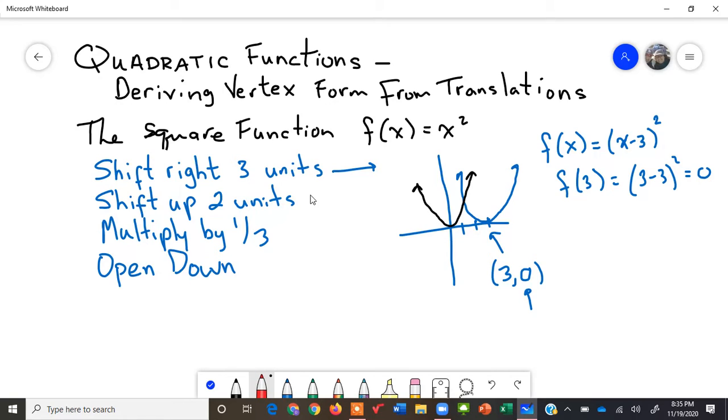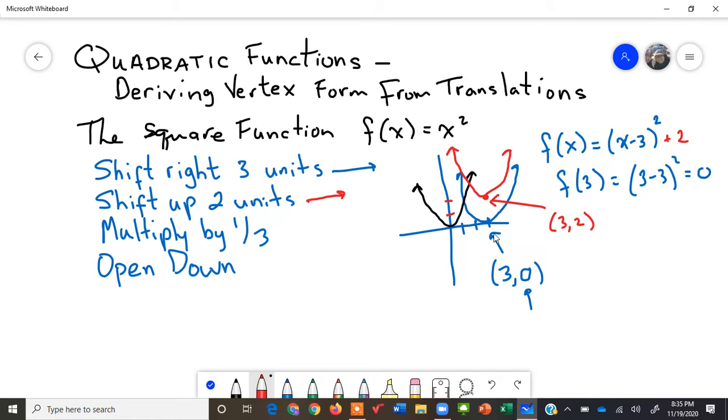Now let's shift it up 2 units. And that's in addition to the 3 units here. So now I move it here. I still have the same basic shape, but we see now that the vertex is at the point 3, 2. So to get this up 2 units from 0, we have to add 2.